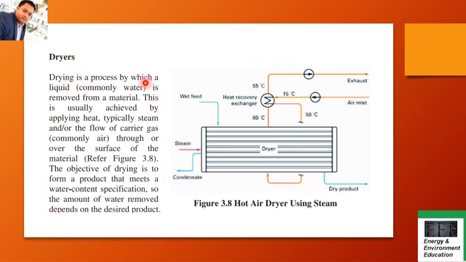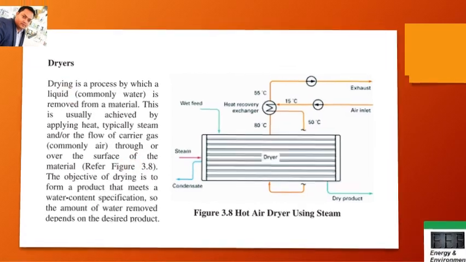Basically what's happening here is you are using this entire concept to dry the material. You need to remove the water content from any material. So drying is a process by which a liquid, commonly water, is removed from a material, and this process is called drying. This is usually achieved by applying heat, typically steam. So you are applying the steam across the material that you want to dry. With the help of steam, the liquid part inside the material gets evaporated, and as such the material gets dried. This is the entire concept of the dryer, friends.